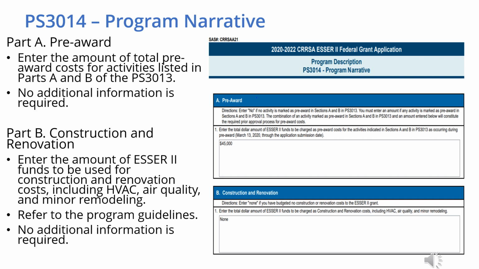For Part A, pre-award, enter the total amount of ESSER 2 funds to be used for pre-award cost. If you mark the pre-award cost checkbox for any planned uses of funds in Parts A or B on the PS 3013, enter the total amount of pre-award cost for those items here. We ask that you not enter decimals. Enter only a whole number. Once you enter the whole number, no additional text or narrative information is needed.